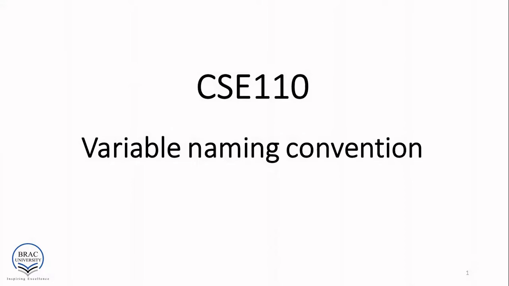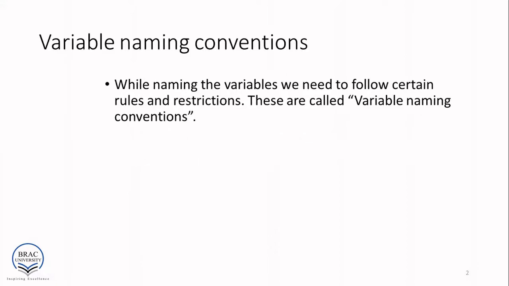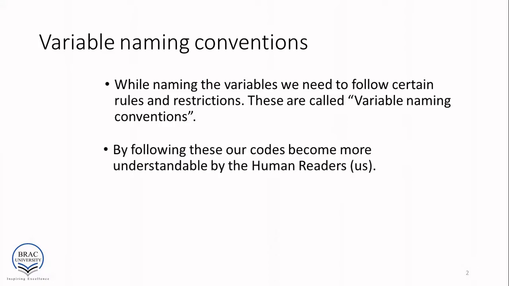In this video, we will be covering variable naming convention in Python. While naming the variables, we need to follow some certain rules and regulations. These rules and regulations are called variable naming conventions. By following these rules, our code will become more understandable by any human readers. This is extremely helpful and convenient when we participate in any group contest. If we follow these rules, other participants and our teammates can easily understand what we are doing in our codes.